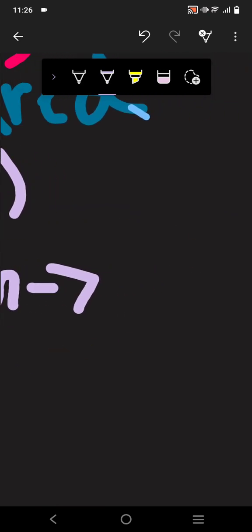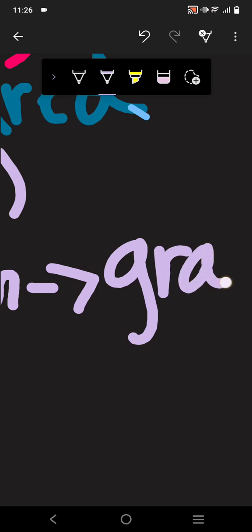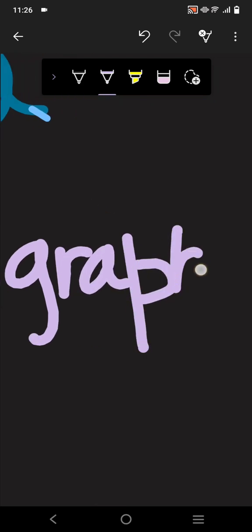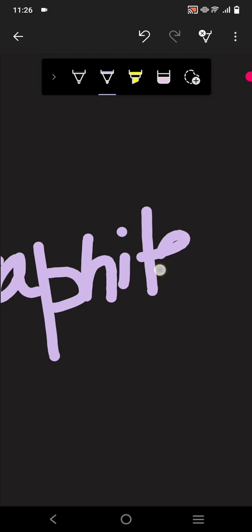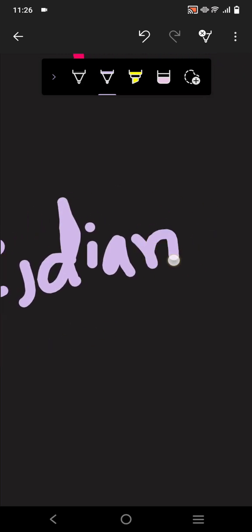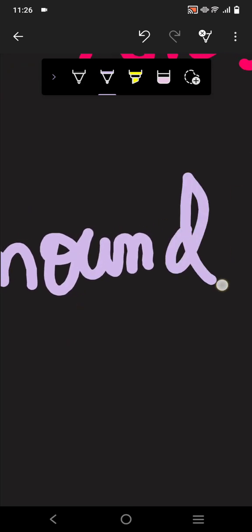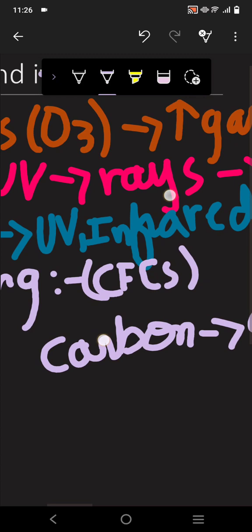We have carbon in the form of graphite. Carbon is also in the form of diamonds. So this is what allotropy means: many forms of one thing. That is why ozone is an allotrope of oxygen.